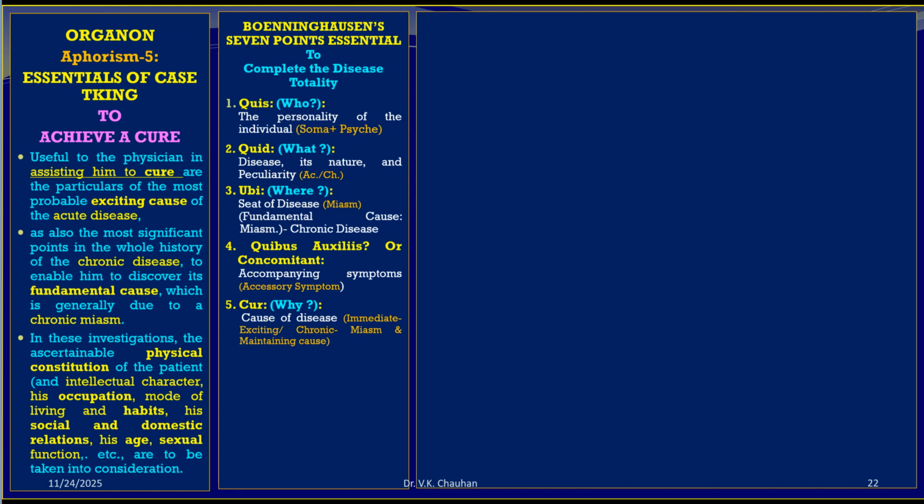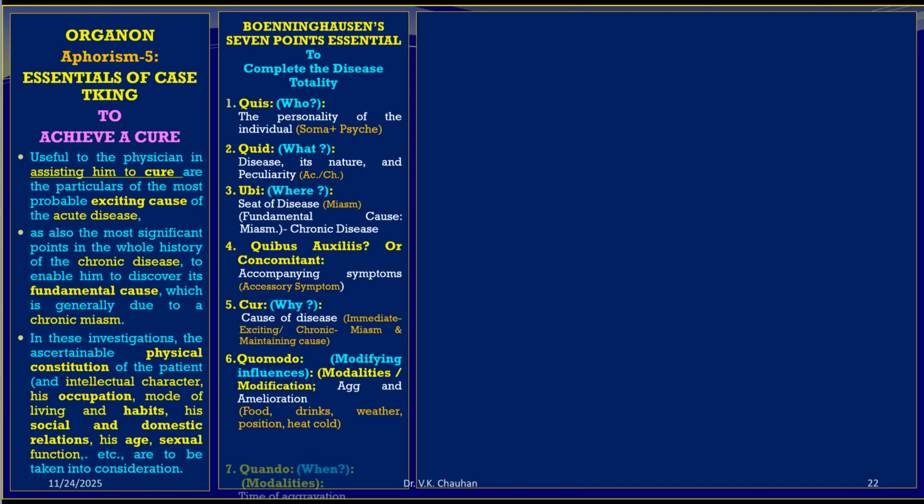And quomodo is the modifying influence, modalities, aggravation and amelioration, like food, drink, weather, position, heat, cold, side, which side you sleep, which side you find good. And the seventh point is quando, when. Modalities means time modalities. So these are the 7 points.